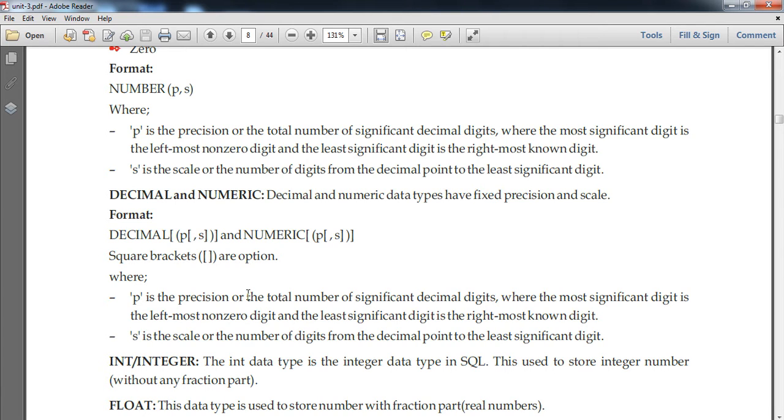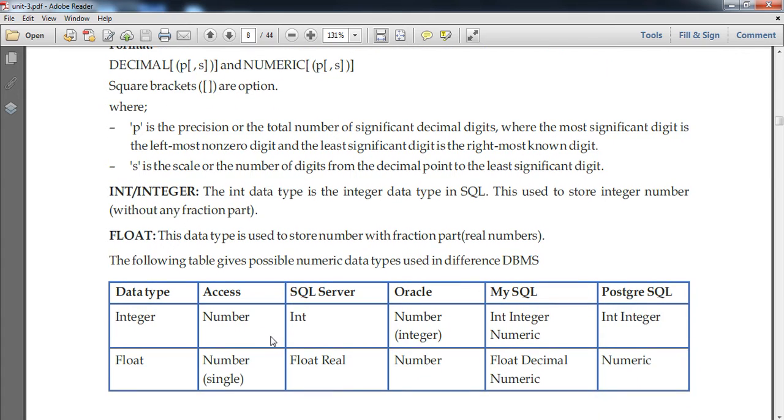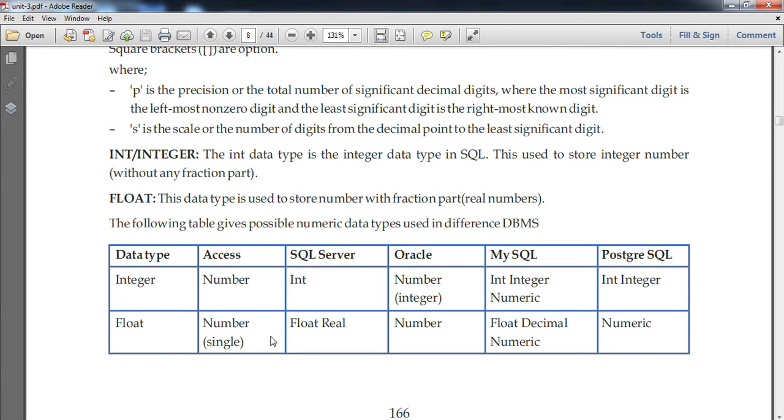Here p again specifies the precision, the number of significant digits, where the most significant digit is the leftmost non-zero digit. Now we are going to understand the two most important data types of the number data type, integer and float. Int means integer.